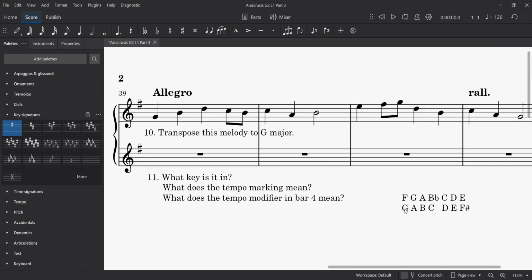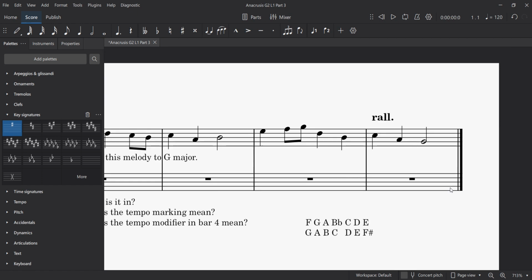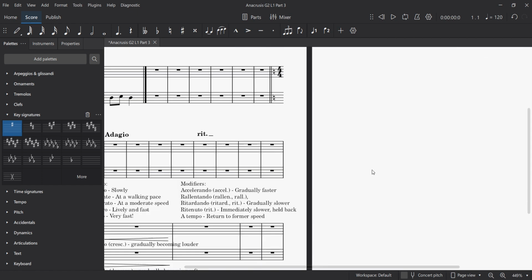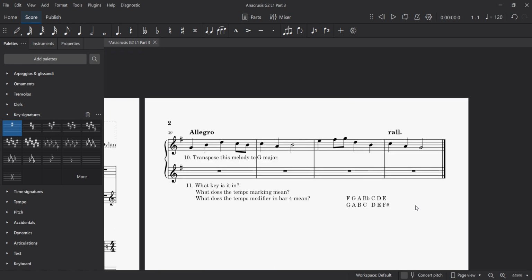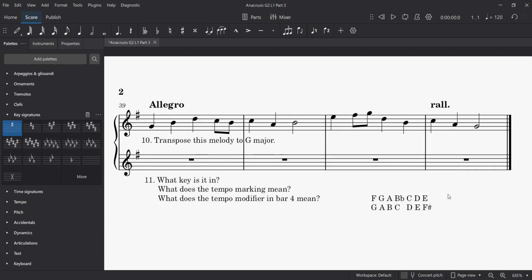Now, what does the tempo modifier in bar 4 mean? Now, where is the tempo modifier? It is here. So, what does RAL mean? RAL stands for rallentando. Rallentando means gradually slower. So, if you managed to get all that, congratulations! You have officially aced grade 1 theory.